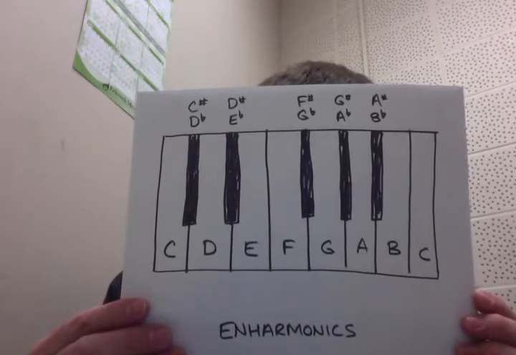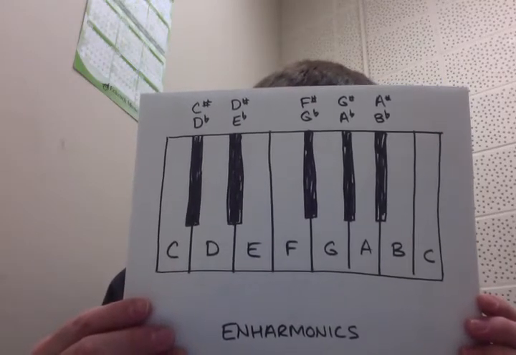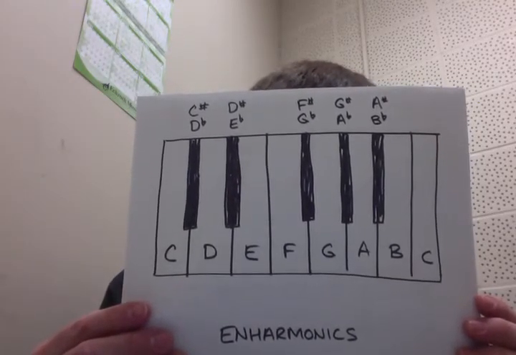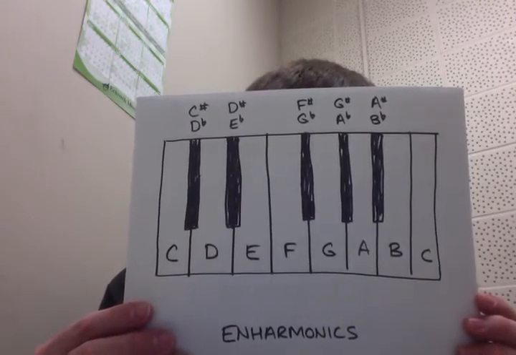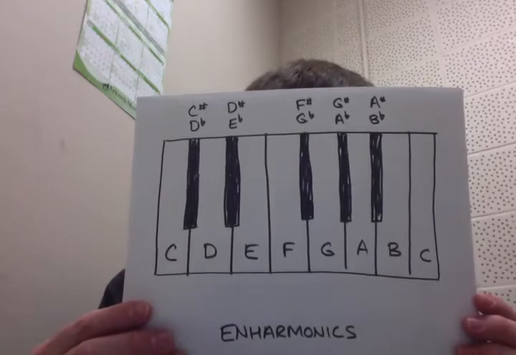And you'll notice the black keys have 2 different names. The note that's between C and D can be called C sharp or D flat. It's the same note. The note between D and E is D sharp or E flat. Same note, 2 different names.